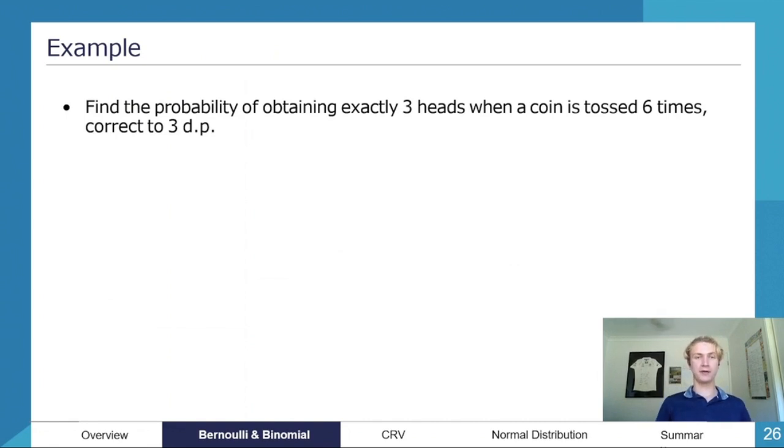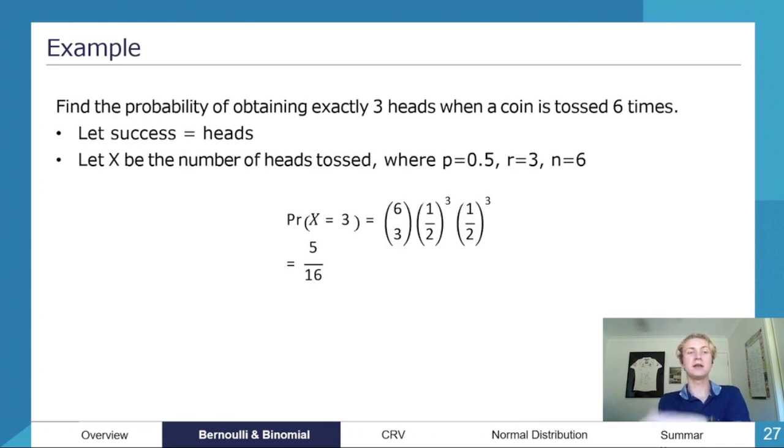Okay, so we'll do an example now. Find the probability of obtaining 3 heads when a coin is tossed 6 times, correct to 3 decimal places. Pretty classic question. This is just simple, familiar. So it's only heads or tails, so already we know that it is going to be a Bernoulli sequence. And probability is the same, independent trials, etc. Now, we're going to let success equal heads, and we're going to let x equal the number of heads we're going to observe, where the probability is 0.5, probability of failure is 0.5, r equals 3, and the number of trials equals 6. So the probability that x equals 3, now we just apply the formula in the formula sheet.